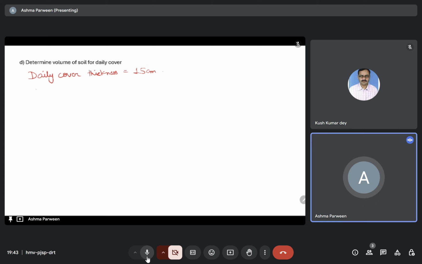So the volume of soil for daily cover will be thickness of daily cover multiplied by the top surface area plus side surface area plus front surface area.